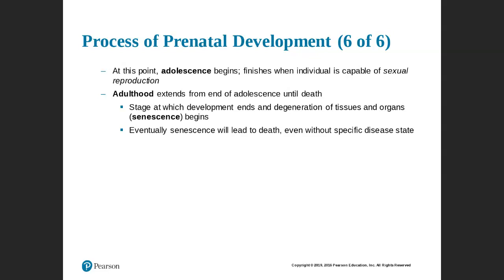Adulthood then will extend from the end of adolescence all the way until death. We have early adulthood, young adulthood, middle age, and then old elderly. Okay, so the stage at which development ends and degeneration of the tissues and organs begins is sometimes referred to as senescence, and that's how we get the term senility. Okay, eventually senescence will lead to death, even without any specific disease state. Human beings don't really live with a very good quality of life past when you get towards 80 and 90, okay?